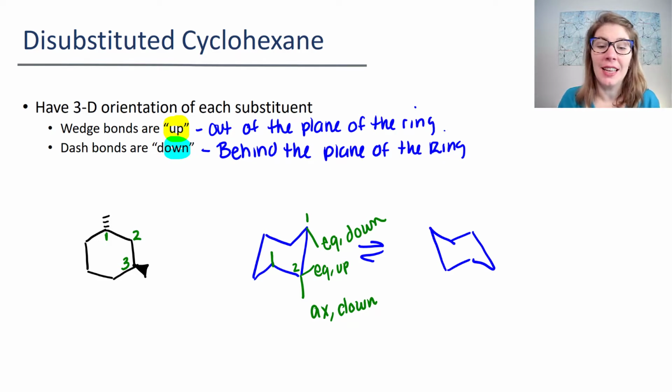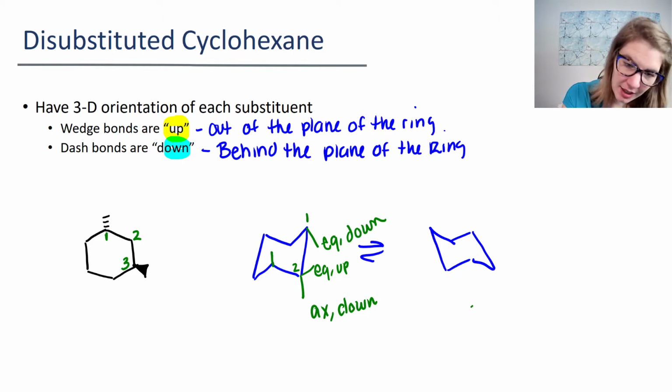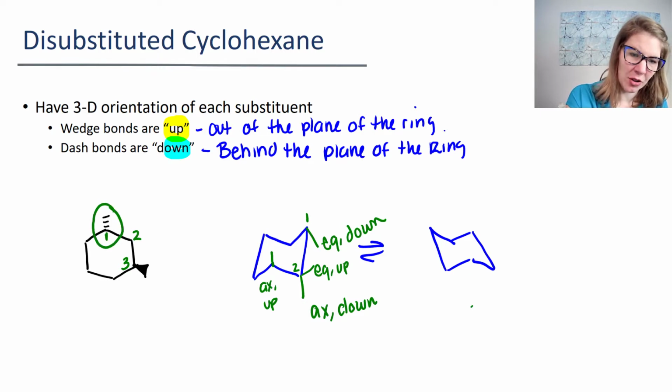And we had a wedge bond, and that's what we wanted. We wanted a bond that was up and away from the plane of the ring. So this one here is axial and up. Because remember, our dash we wanted down, and our wedge we want up.